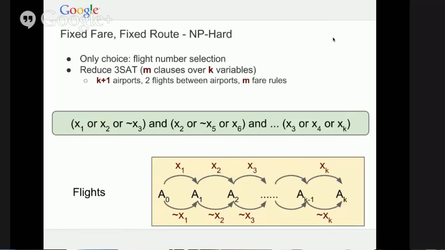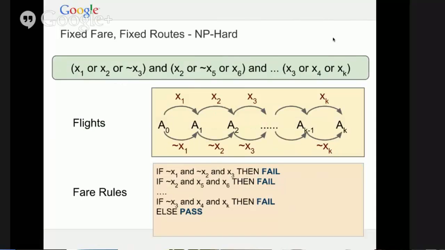Now, it's sort of easy to see this. The fare rules just take that logical expression that I have and take the negation of it. So if it's x1 or x2 or not x3, then I take the negation of it with De Morgan's law and say, if not x1 and not x2 and x3, then I just fail. Then take the next expression, like x2 or not x5 or x6: I say not x2 and x5 and x6, then fail, and so on. Only if none of these things fail, then pass.